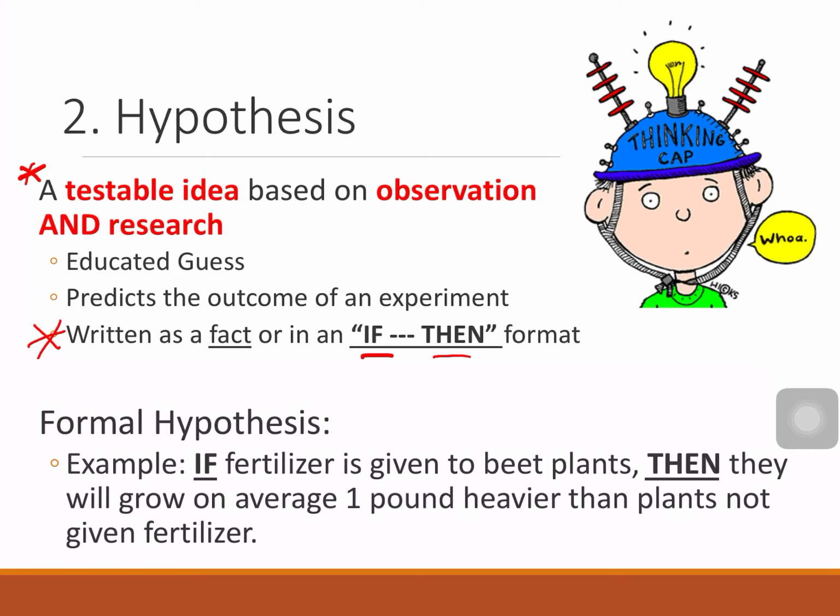So example, if, as you can see that always comes first, if fertilizer is given to beet plants, okay, so there's my question, am I giving fertilizer to them? If fertilizer is given to beet plants, then, and now I'm predicting, then they will grow on average 1 pound heavier than plants not given fertilizer. This is very, very specific, and when you are writing your hypotheses, I would like you to be as specific as possible. It just makes for a better hypothesis. Okay, so an if and then statement.